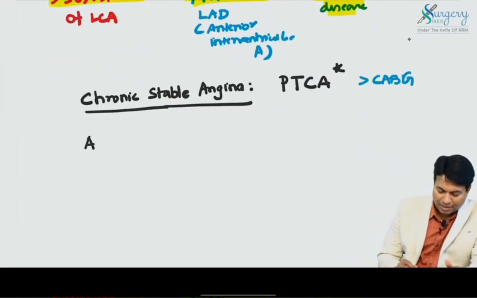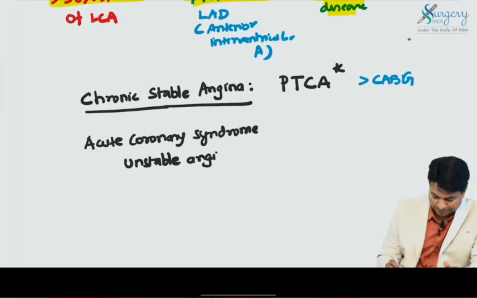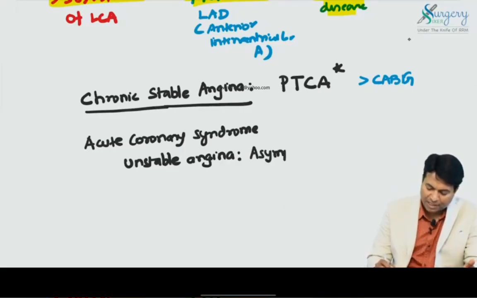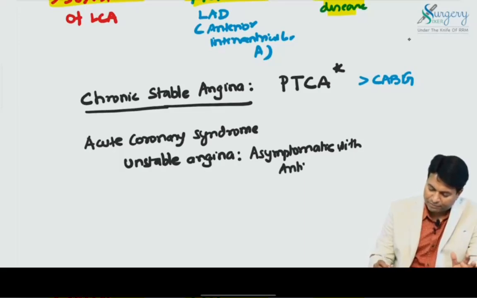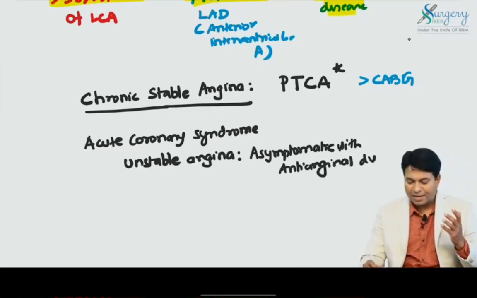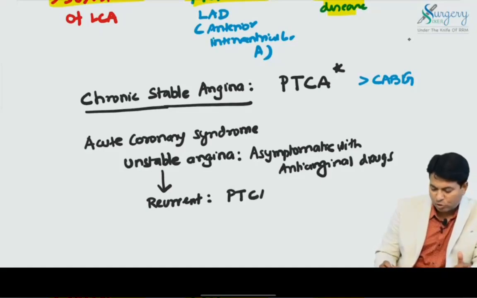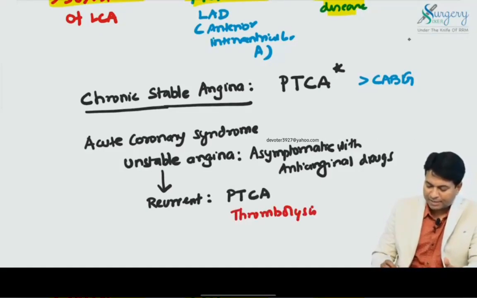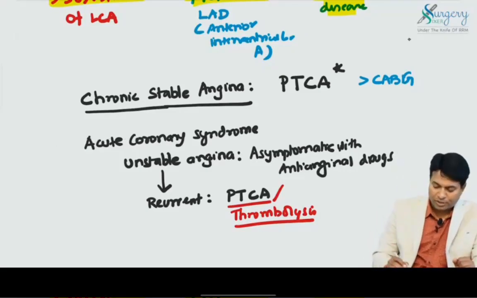And patients who are having acute coronary syndrome, like unstable angina patients. Please remember, unstable angina usually becomes asymptomatic within 48 hours just with anti-anginal drugs. That is enough. But if they are having recurrent unstable angina, we have to go for PTCA, percutaneous transluminal coronary angioplasty, or we have to do thrombolysis. In these cases, if you want to do surgery, we should do surgery in these patients.